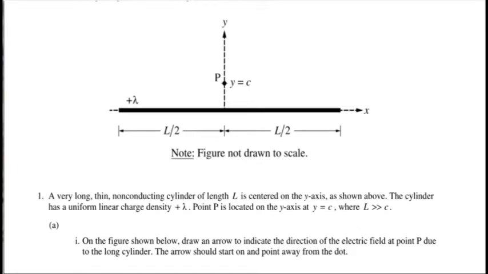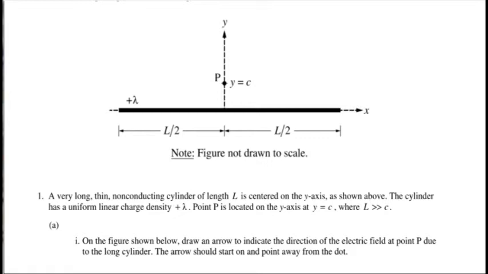A very long, thin, non-conducting cylinder of length L is centered on the y-axis as shown above. The cylinder has a uniform linear charge density plus lambda. Point P is located on the y-axis at y equals c, where L is much greater than c.